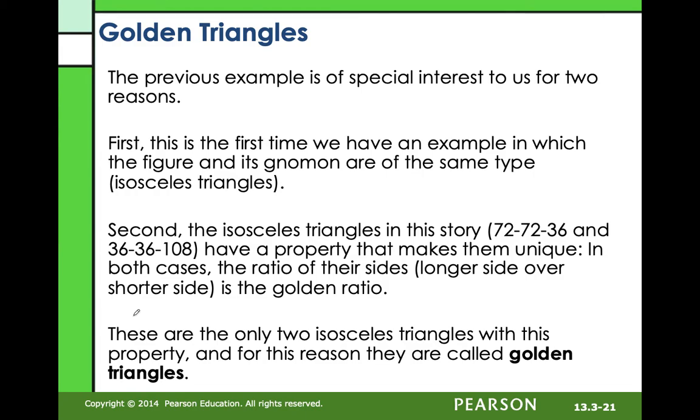These are examples of what are called golden triangles. So these are the only two isosceles triangles with this property. No matter what you tried to do, no matter what angles you tried to use, the only two triangles that have this property are the 72, 72, 36 and 36, 36, 108 degree triangles. And in fact, even more so, the reason why we call them golden triangles is that the ratio of their sides is actually the golden ratio, which is kind of an interesting thing to think about.